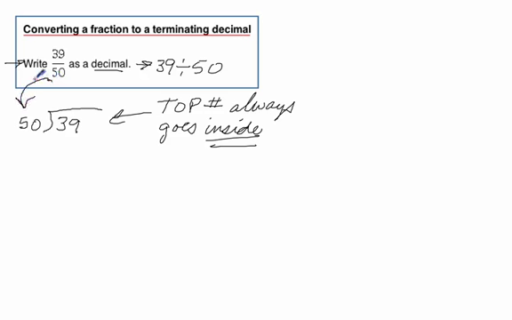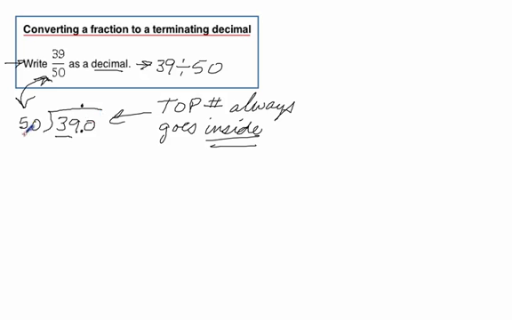So these two are the same. It's very important that you get that straight, because otherwise your answer is going to be wrong. And of course you notice in this case that the 39 is smaller than 50, so the number inside is smaller. So the way we deal with that is we have to put a decimal with an extra 0.